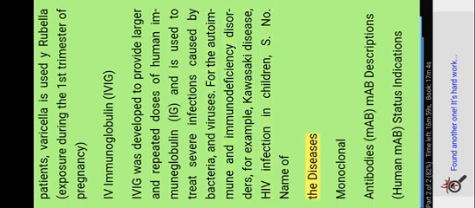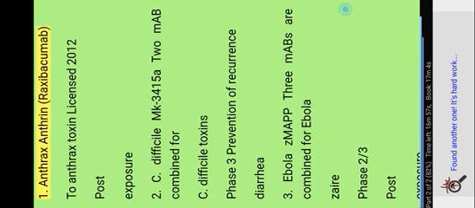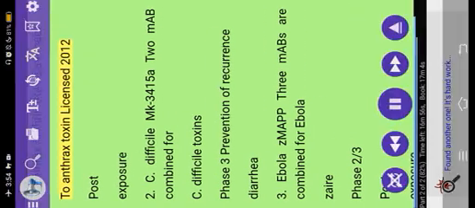Name of the diseases. Monoclonal antibodies, mAb descriptions. Human mAb status indications. 1. Anthrax, Raxibacumab, to anthrax toxin, license 2012.